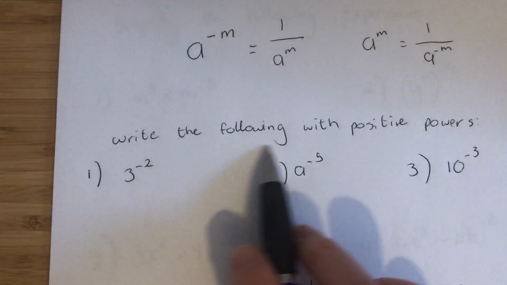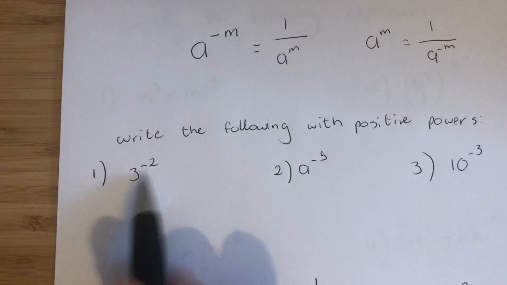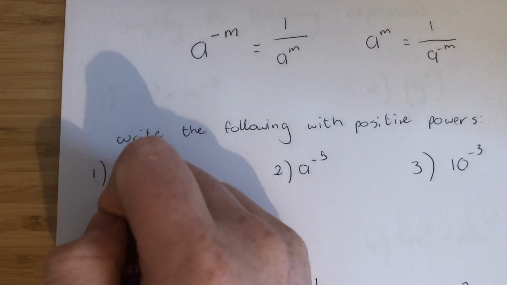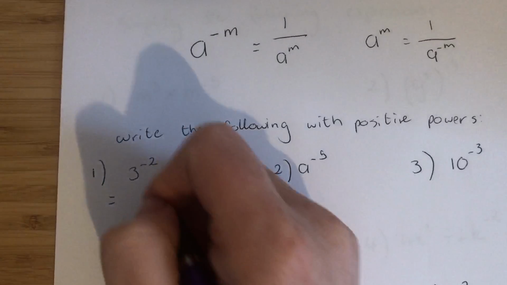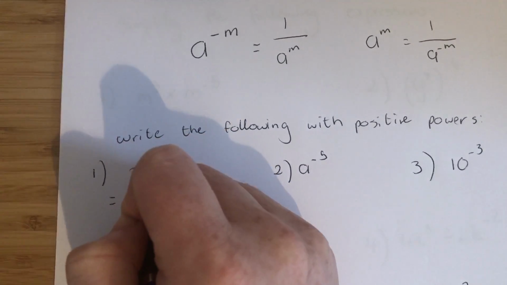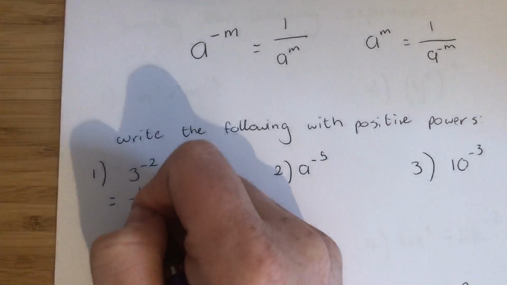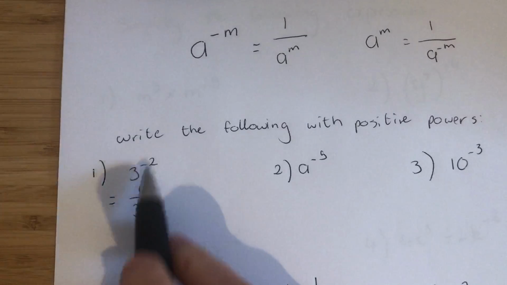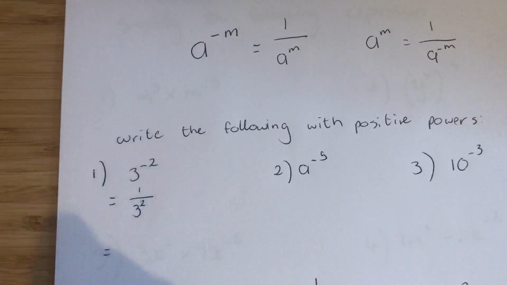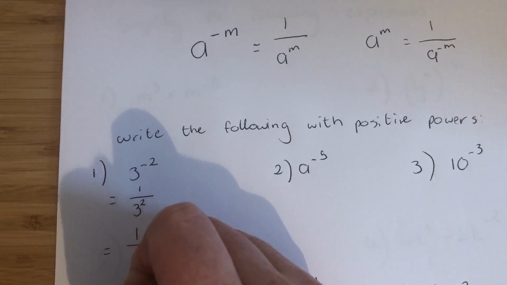So write the following with positive powers. So 3 to the power of negative 2. If we actually wanted to evaluate and find an answer for that, we'd first of all move that to the denominator. So 1 over 3 squared, change the negative 2 to positive. Then we can evaluate it because 3 squared is 9, so 1 over 9.